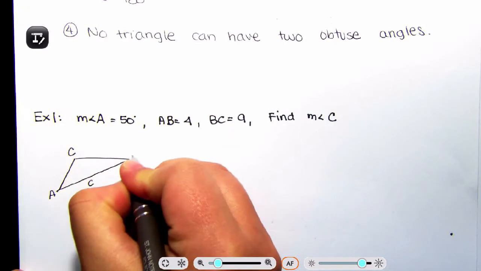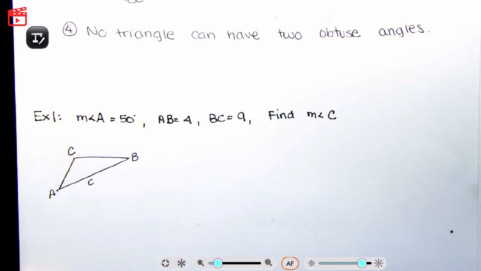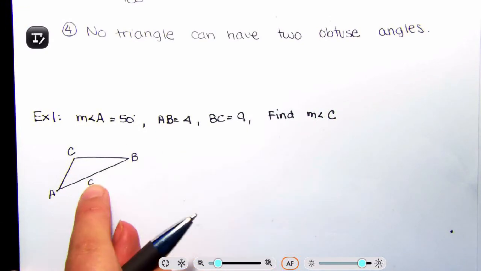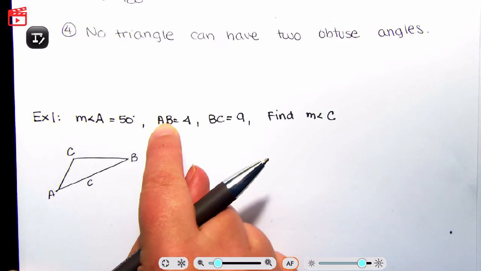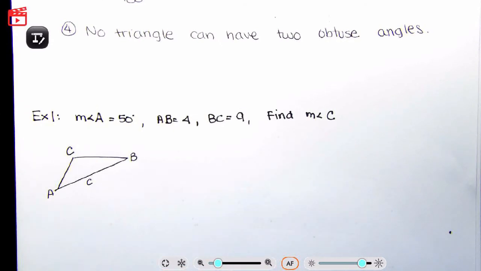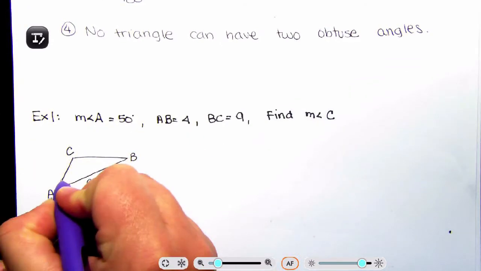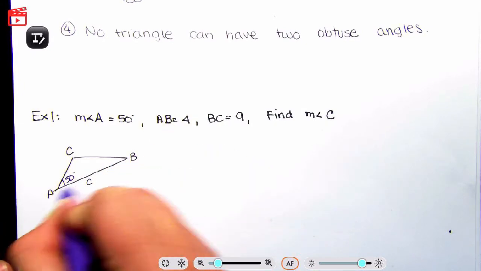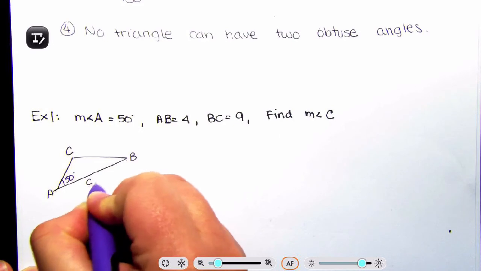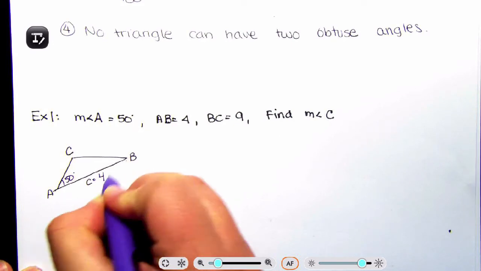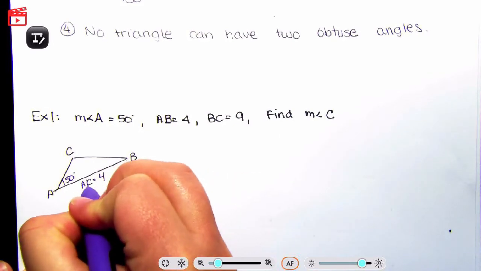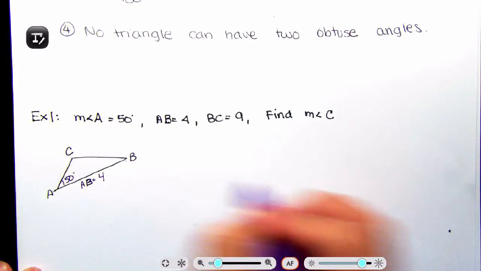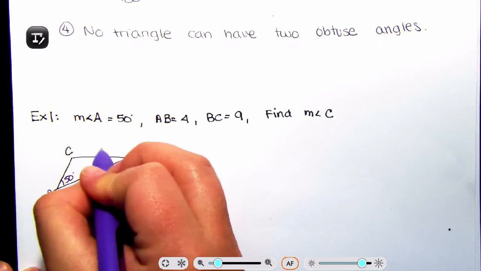So here's A, here's B. Note that the angles are capital letters and the sides are lowercase. And also note that they don't give you C right here. They give you AB. So that's okay. But let's go ahead and label what we have. Angle A is 50 degrees. Side AB, so here's AB, is 4. So in this case, C is equal to 4, or AB, we can call it AB. BC, which is here, is equal to 9.